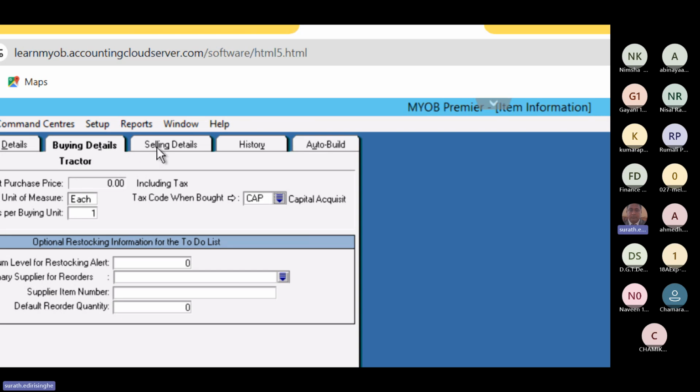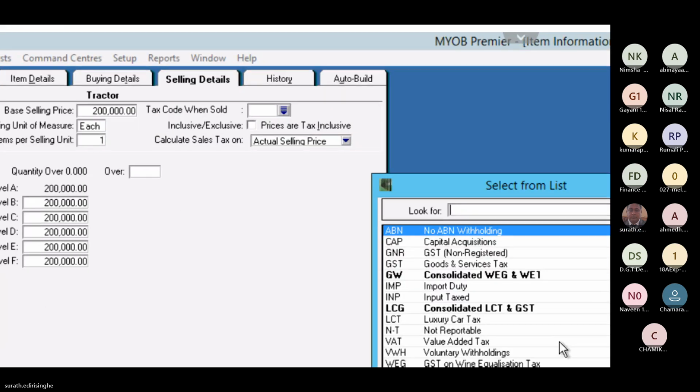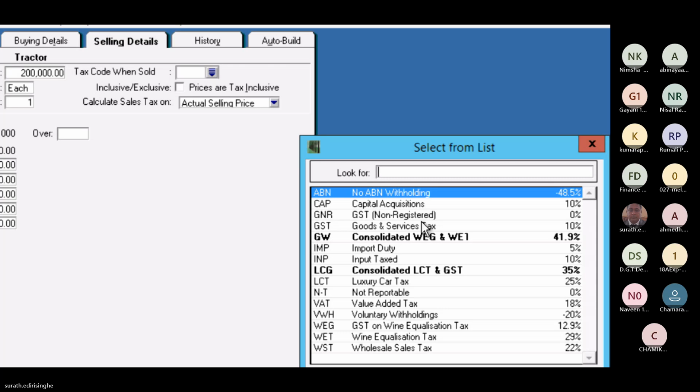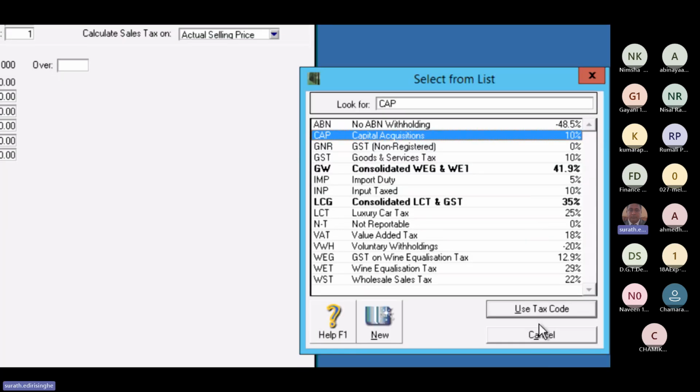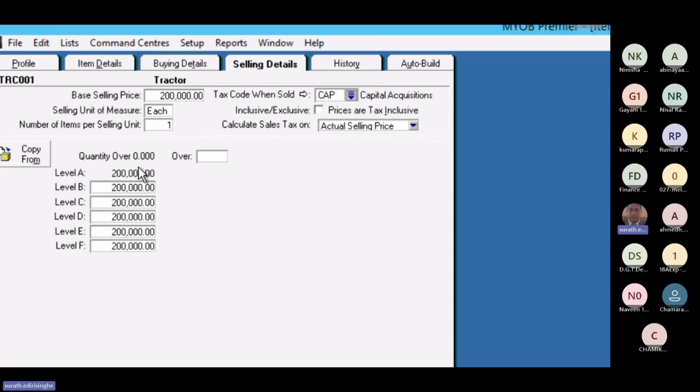And selling detail: you imagine that after using this item, the scrap value, the disposal amount, may be 200,000 as an estimation. Capital acquisition rate is applicable. It will not be applicable to discount. Got this point?